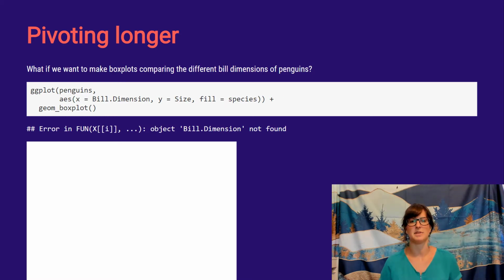And now here's what happens when I try to make a box plot with that aesthetic. Of course, it breaks. We've got a totally blank plot here. And it says error, bill dimension not found. Now if you recall, you can go back and look, or you can check out the data yourself. That penguins data set did not have a variable called bill dimension. What did that data set have instead?